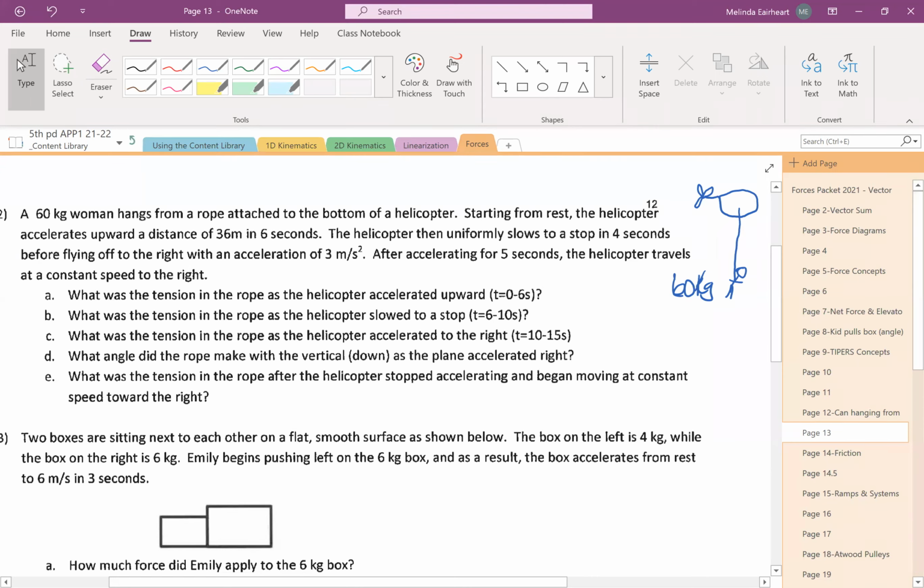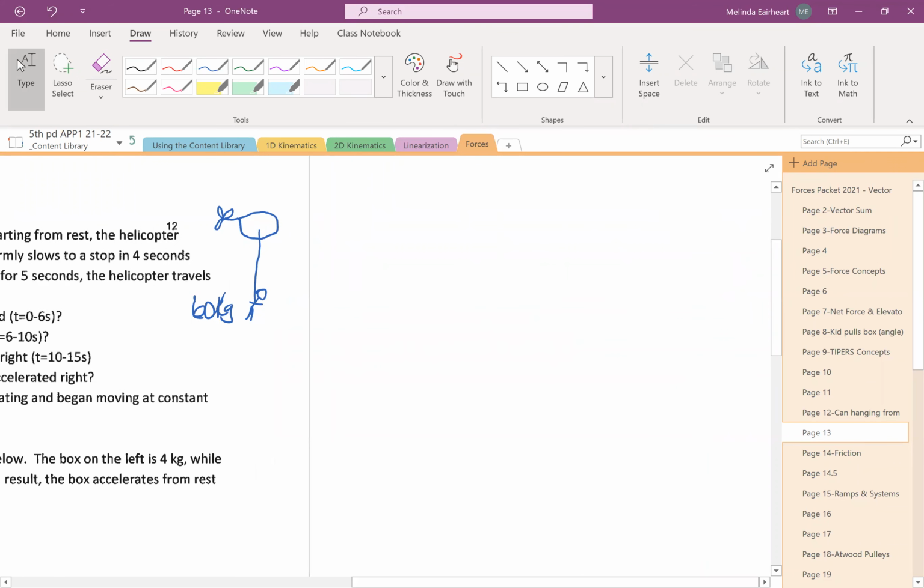No, we have to write these equations. And so what is the tension in the rope as the helicopter accelerates upwards, 0 to 6 seconds, and then when it slows to a stop, still going straight upwards, 6 to 10 seconds. And then what's the tension as they accelerate to the right? 10 to 15 seconds. So we've got 3 phases here. And so we've got 3 kind of diagrams to draw.